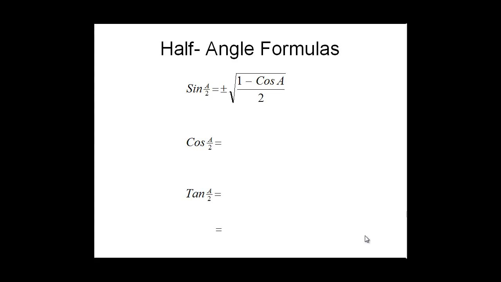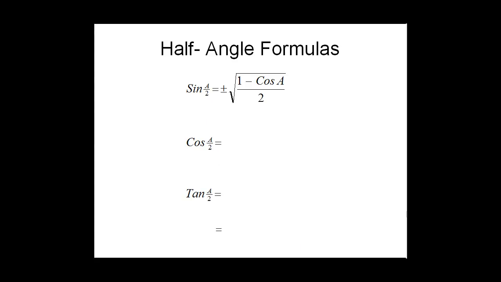Okay, sine of a over 2 is plus or minus the square root of 1 minus cosine of a divided by 2. The plus or minus is determined by the quadrant you're in. If you start with a third quadrant angle, you cut it in half, pick a number, cut it in half, and figure out which quadrant you're going to be in.